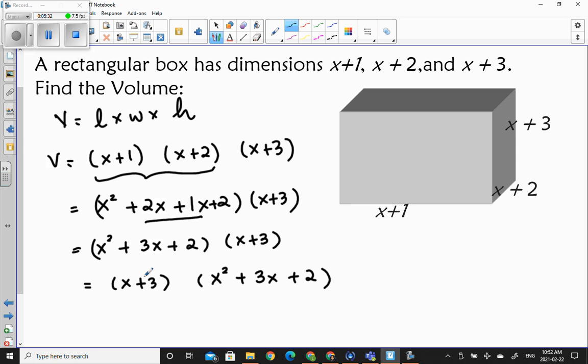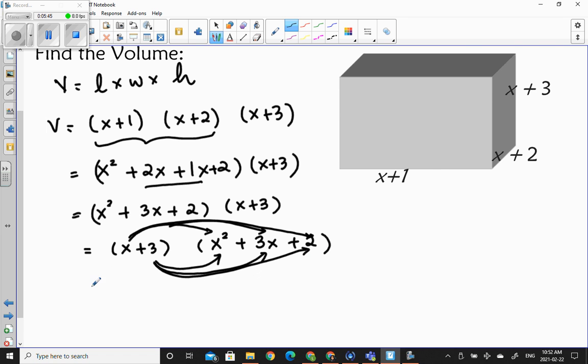And so I'm going to now multiply the x with all the three terms in the second polynomial, and then repeat that with 3 multiplying with all the three terms in the second polynomial. So pay attention to the sign, the coefficient, and the variable. So x times x squared is x cubed, x times 3x is plus 3x squared, x times 2 is plus 2x. So when I'm doing this, I'm already thinking of the sign, the coefficient, and the variable, okay?